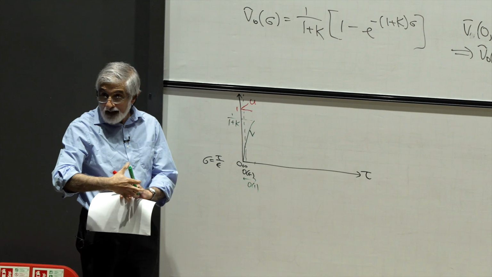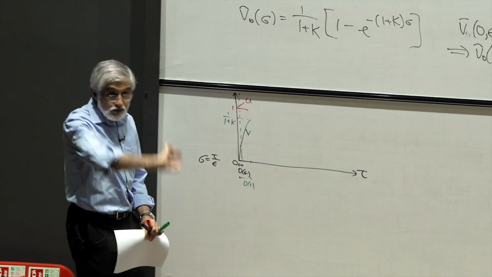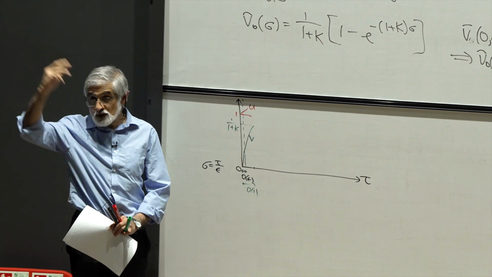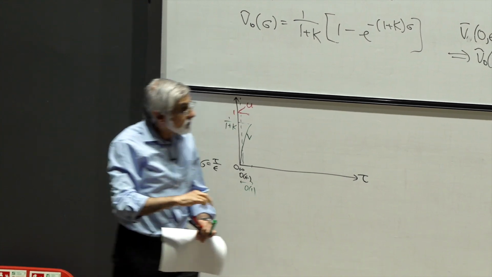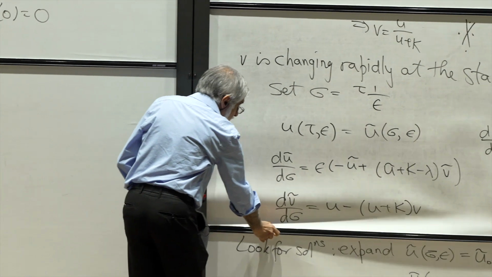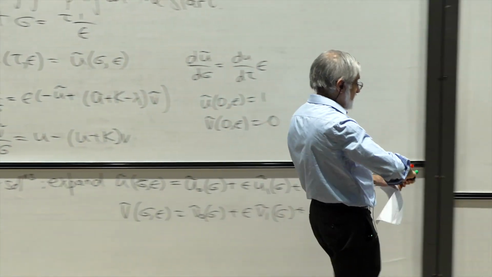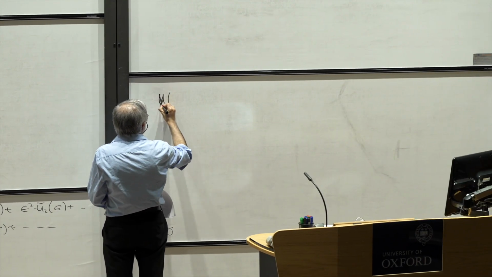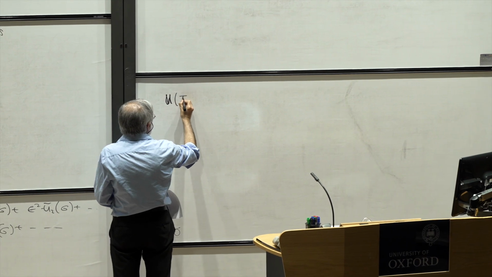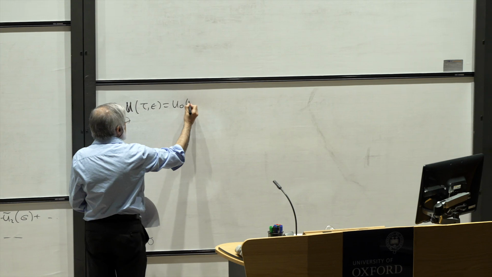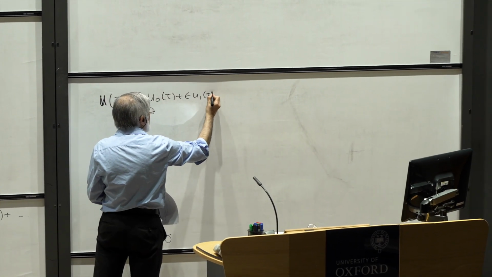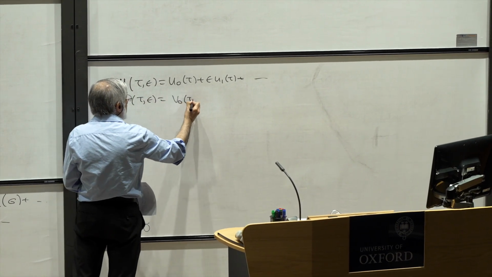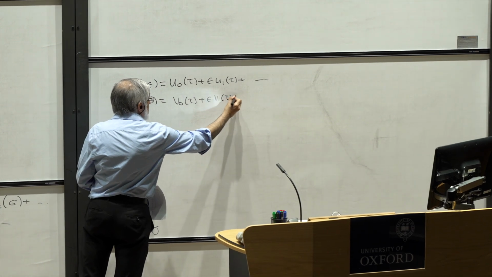Okay. So by magic, this inner solution evolved to give us precisely the sort of conditions we need for what's called the outer solution. If we do this properly, you would expand u of tau, epsilon to be u naught of tau plus epsilon u1 of tau plus etc. v of tau, epsilon to be v naught of tau plus epsilon v1 of tau plus etc.